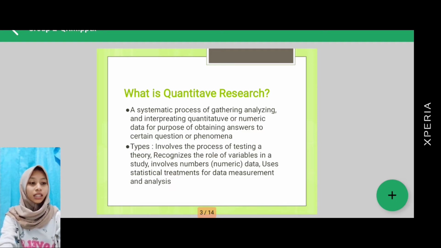So, what is quantitative research? Quantitative research is a systematic process of gathering, analyzing, and interpreting quantitative or numeric data for the purpose of obtaining answers to certain questions or phenomena. The type involves the process of testing a theory, recognizes the role of variables in a study, involves numbers, numeric data, and uses statistical treatments for data measurement and analysis.